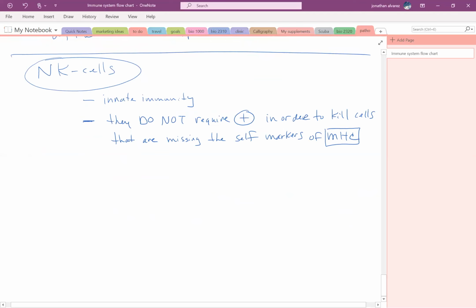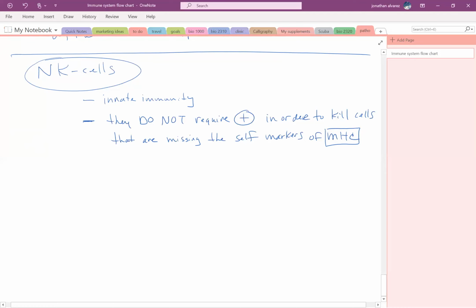Slight tangent, and we'll come back to it. If you're like, what the heck is a major histocompatibility complex? All right, here's the easy version. Your body recognizes you from not you. Your body has the ability to recognize you versus not you. Okay, here's another way of saying that. Your body knows self from non-self.